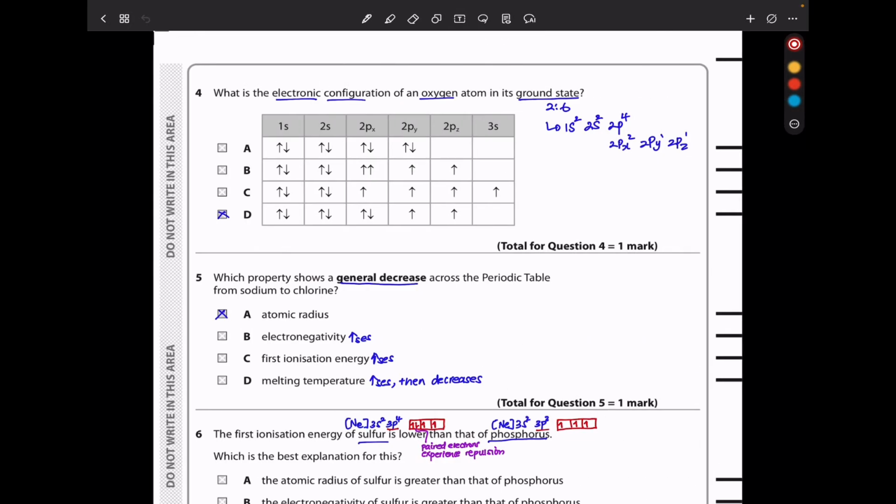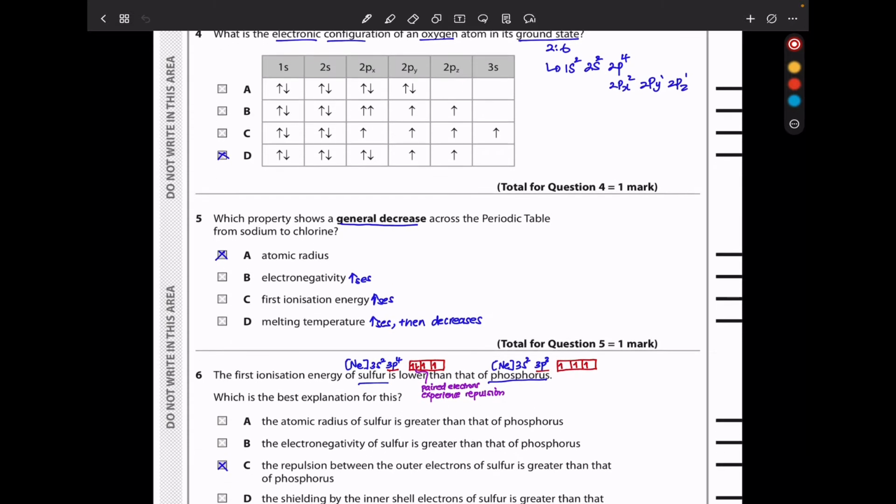If you go to question 4, they say what is the electronic configuration of an oxygen atom in its ground state? Oxygen has 2 electrons in the inner shell and 6 electrons in the outer shell. So the configuration is going to be 1s2, 2s2, 2p4. However, the p electrons are going to be 2 electrons in the 2px, 1 electron in the 2py, and 1 electron in the 2pz. So D is going to be my electronic configuration.